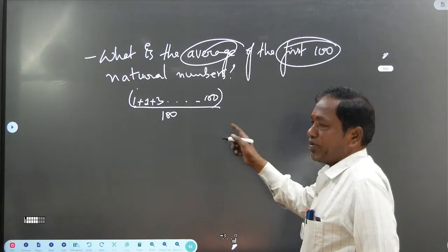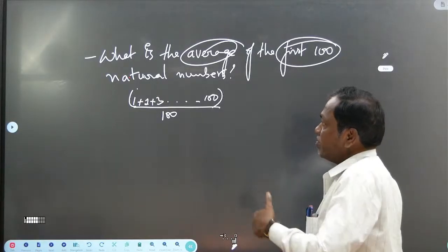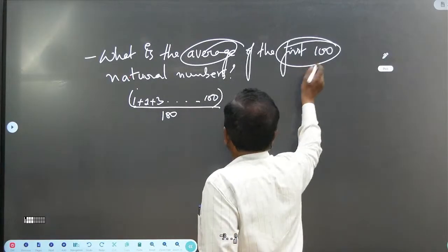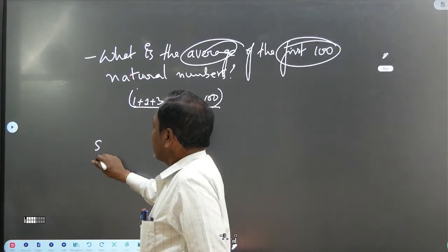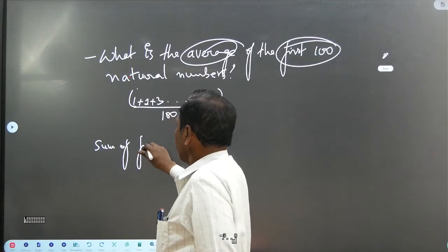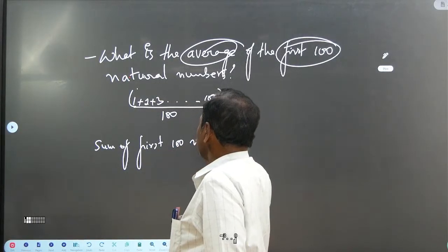Anyway, now we have to find the total. We cannot find the total like this. But actually, what is the formula for this? This is the sum of the first 100 natural numbers.